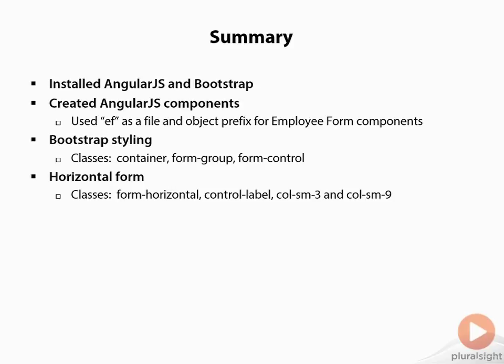Next, we created a horizontal form using more Bootstrap classes. Form-horizontal was placed on the form tag. Control-label was used to add Bootstrap styling to the label of input controls. And we split up Bootstrap's 12-column grid with the col-sm-3 and col-sm-9 classes. We used the HTML elements fieldset and legend to divide our form into sections with titles.